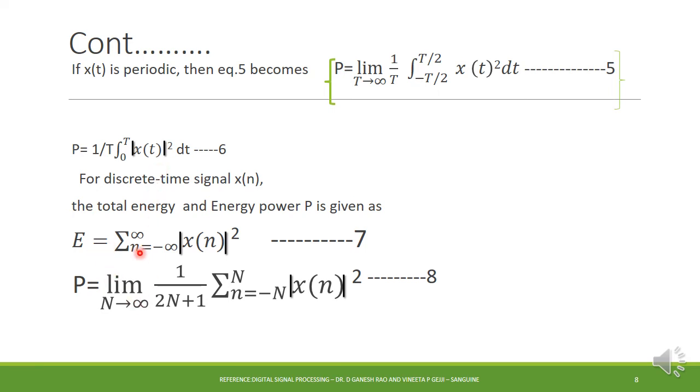That is E is equal to the sum from n equal to minus infinity to plus infinity of x of n squared. When you write this, it is called the energy equation for the discrete time signal. Let us say this is equation number 7. And the power equation is also the same, only instead of t you have to take n. Then it becomes the power equation for the discrete time signal.